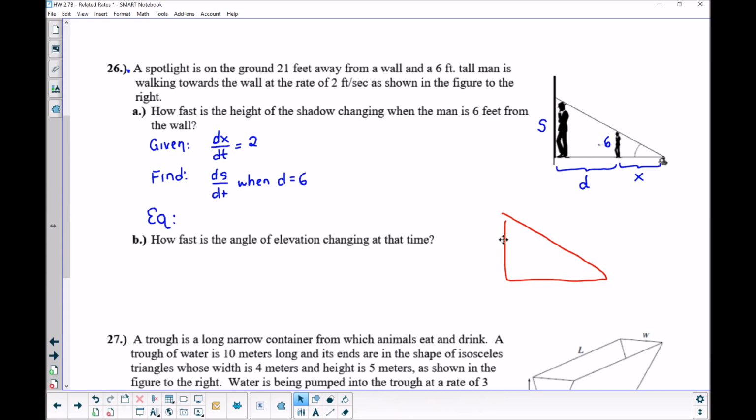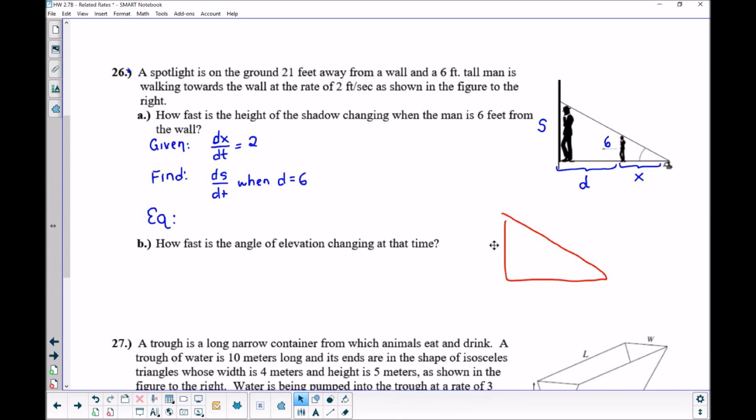In that particular triangle, we know that this side is S. And this side, that's the one that you're going to have to think about, would be D plus X. D plus X, right? And then over here, we would have a smaller triangle, maybe something like this, that I can extract from the picture. Then I can call this side 6, and I will call this side X.